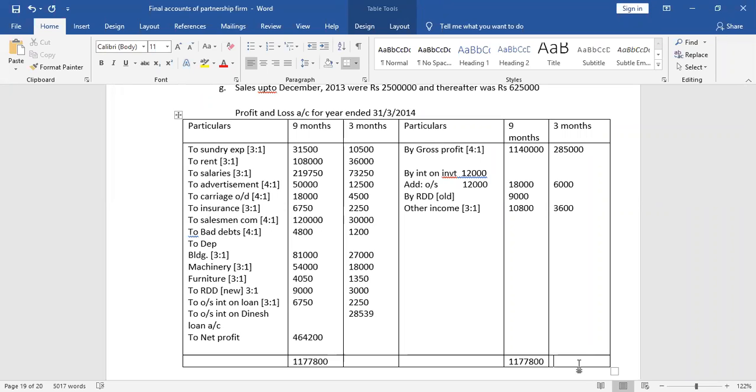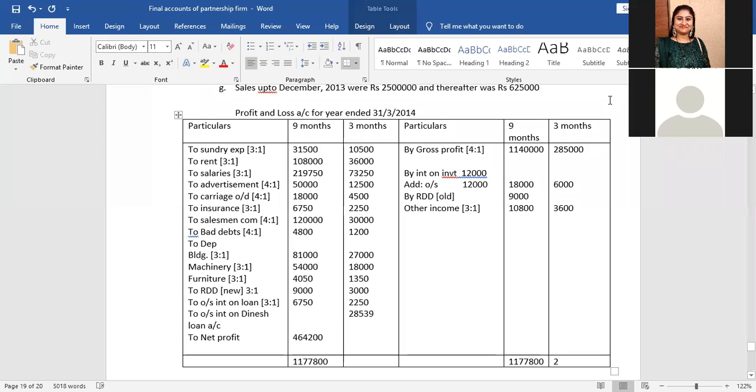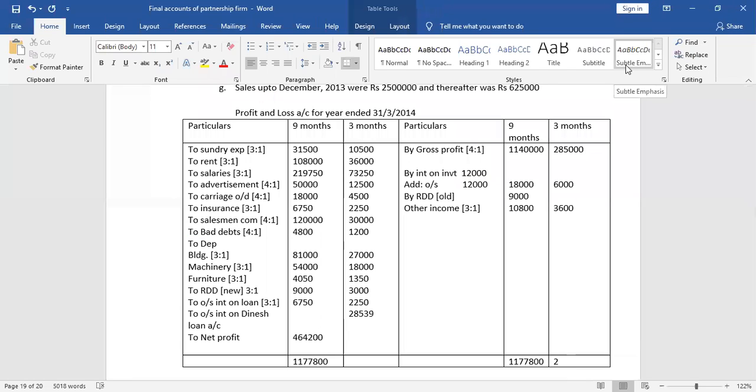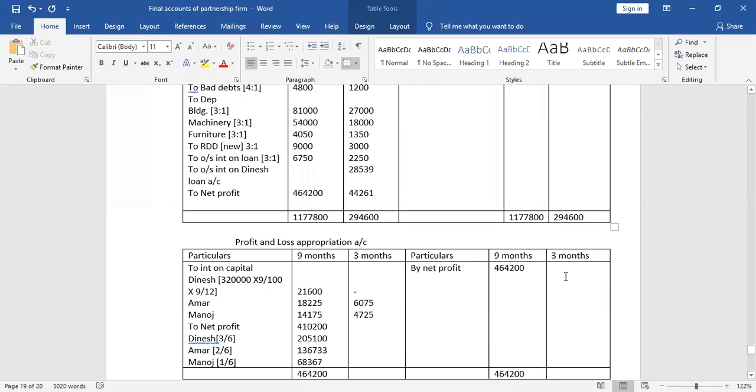So after retirement further, because the rate of interest is given, we have to calculate interest, we have to calculate outstanding interest. So we will add this, and when we add this we get 2,94,600, 2,94,600. And after minusing all this, the profit you get is 44,261. 44,261. So we will write here 44,261. We will write here 44,261. Write here also 44,261.